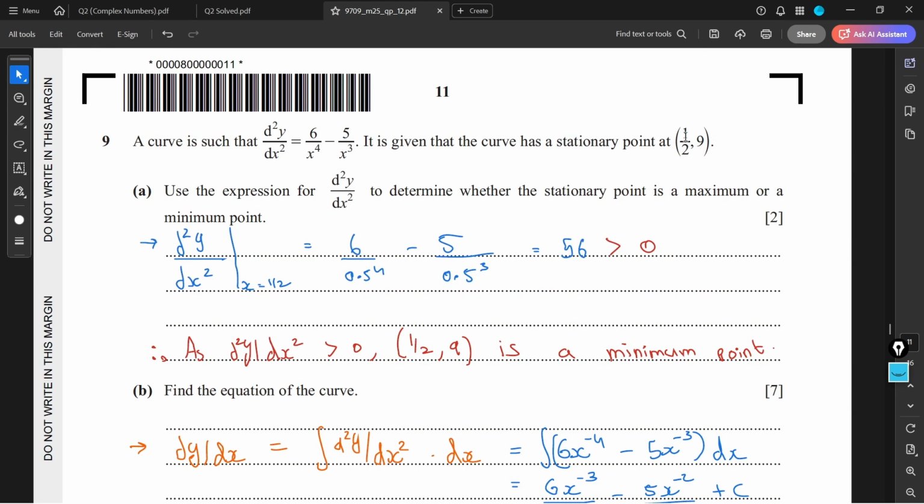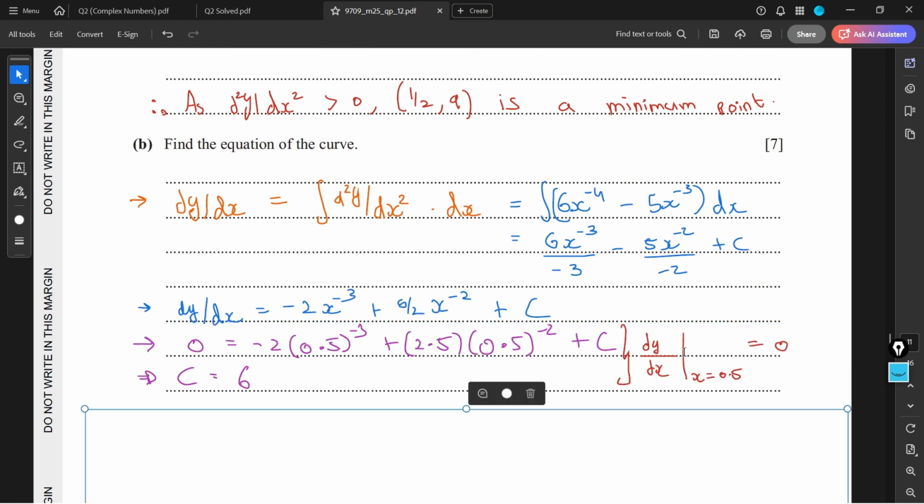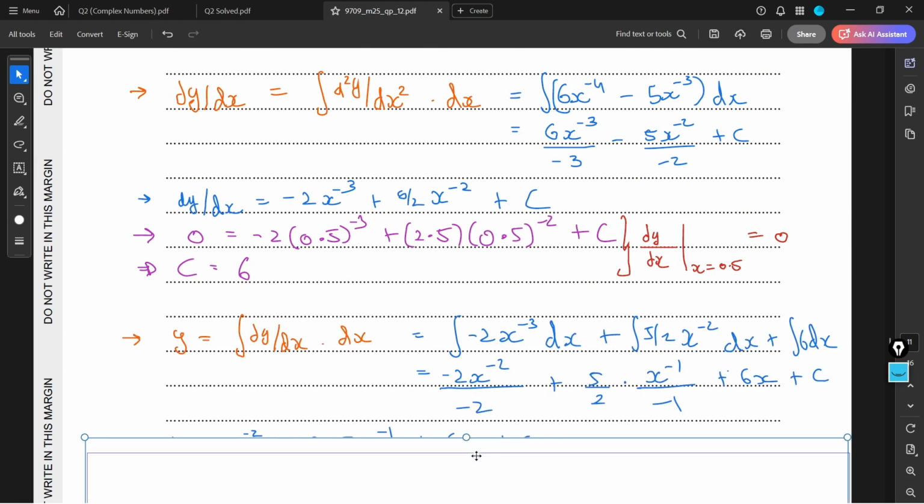So if we pass the value of x as 1 by 2 over here, the dy/dx at that point will be 0. The gradient for the stationary points is always 0. And utilizing this idea, I'm getting the value of c equal to 6. So now that I know that the value of c is 6, I can further integrate my dy/dx with respect to x to find the equation of the curve. And that is what I've done over here.